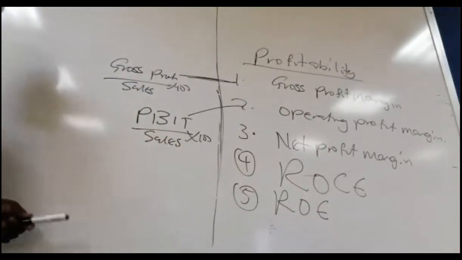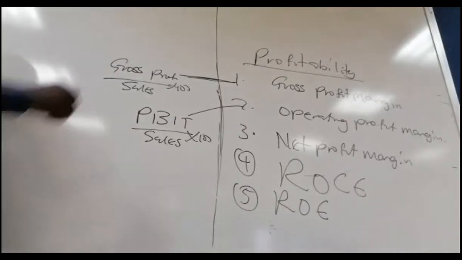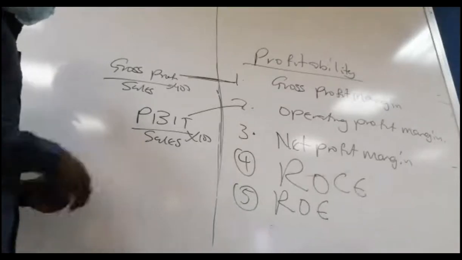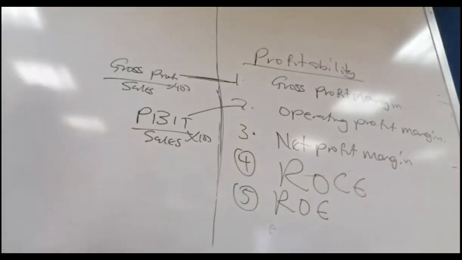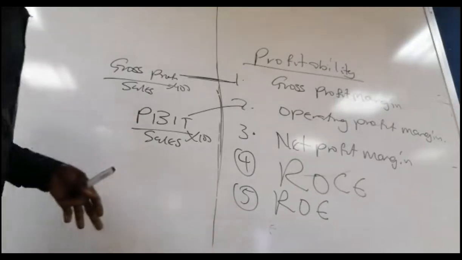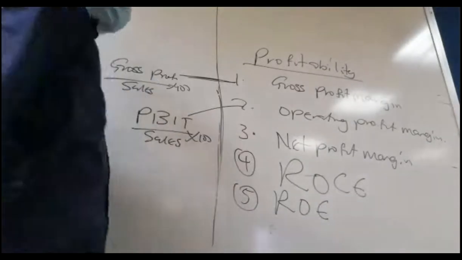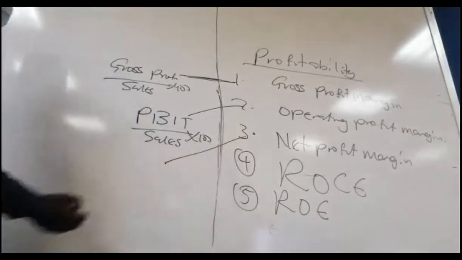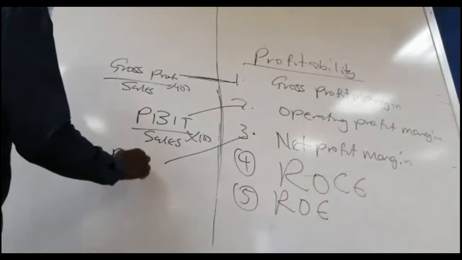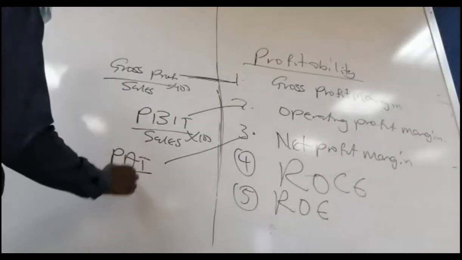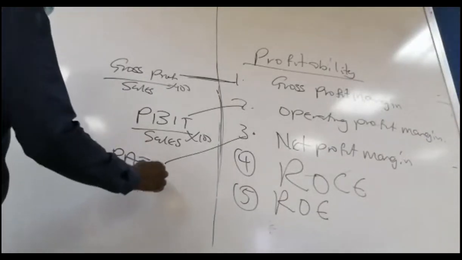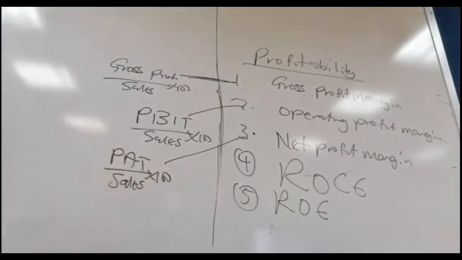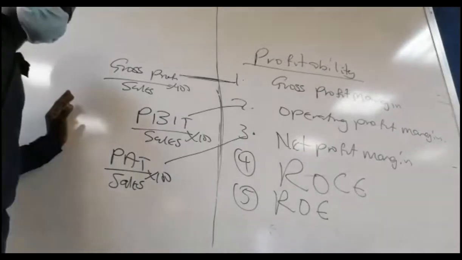Now we move on to the net profit margin. Since we said anything margin is that item over sales times 100, the net profit margin will be net profit over sales times 100. The net profit that we are interested in is profit after tax. So it will be profit after tax over sales times 100. That is the net profit margin.